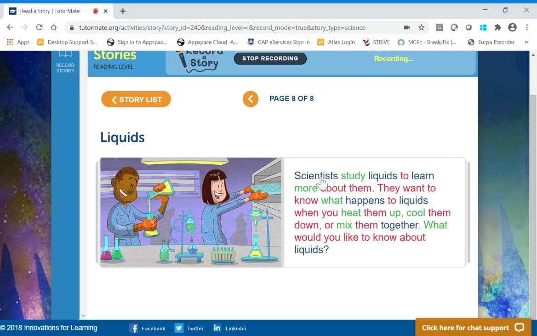A lot of information there. Scientists study liquids to learn more about them. They want to know what happens to liquids when you heat them up, cool them down, or mix them together. What would you like to know about liquids? Now, once you get into chemistry more, they mix chemicals and they can do all kinds of stuff. You might see people that make lava. You mix two chemicals or a solid and a liquid, or maybe two liquids together. You can get different things to do different things.